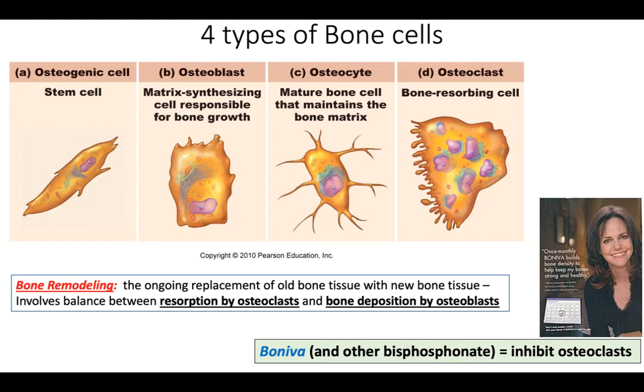Unfortunately, as we age, starting around the age of 30 or in your 30s, the osteoblasts don't work as hard or as well or as fast as the osteoclasts. So as we age, after the age of 30 or so, you actually get a little more breaking down of bone than you do building of bone. And that can lead to osteoporosis.